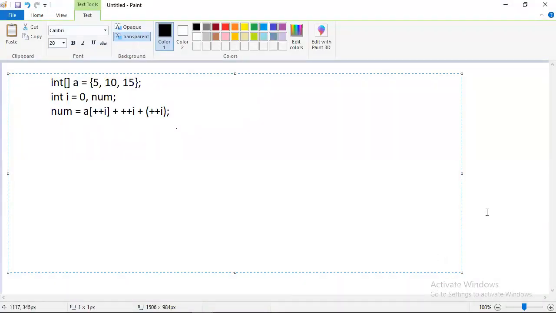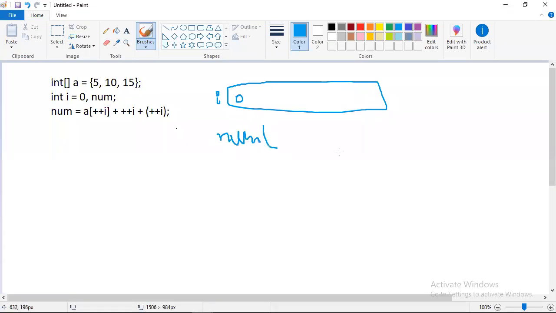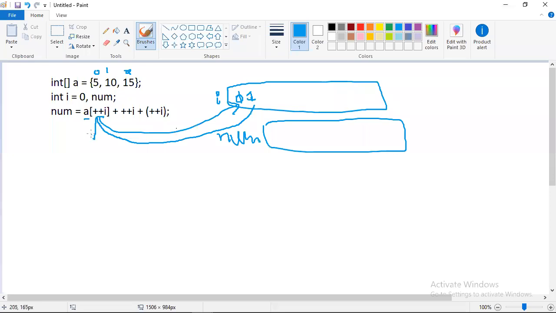Look at here. Here is the array object. What is the I value? First you need to understand, right? I variable value is 0. Number variable value is nothing. Okay. A means this is 0 index, 1 index, 2 index. A[++i] means what? First you increase by 1, right? Then read. So what is substituted here? A of 1.